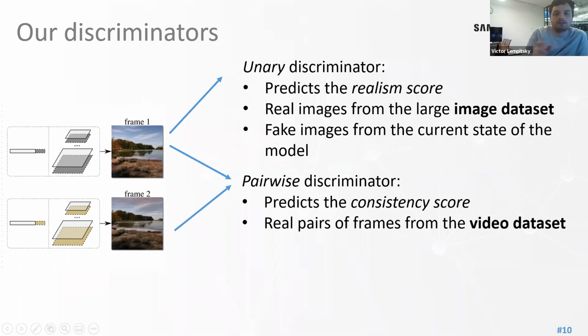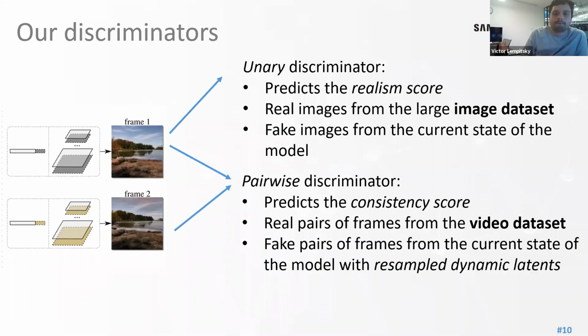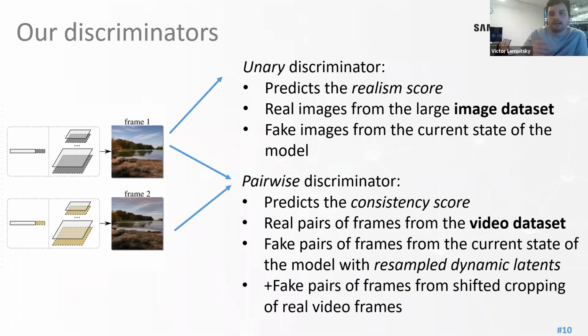What really worked well and improved the quality of generation is to augment the set of fake pairs with content from our video data set which is not spatially consistent. Specifically, to generate these pseudo fakes, we take a frame from our video data set and take two different crops of that frame. They don't correspond to a consistent pair of frames, because they correspond to two different locations, so they're not spatially consistent. We add a certain portion of these fakes to the fakes generated by our system, and that helped with the quality of the generated videos.